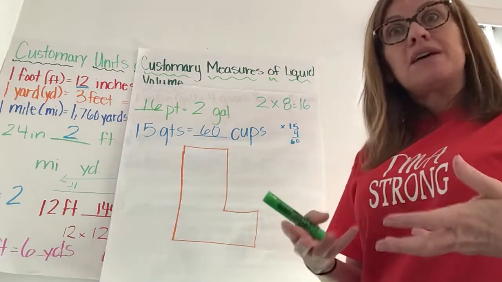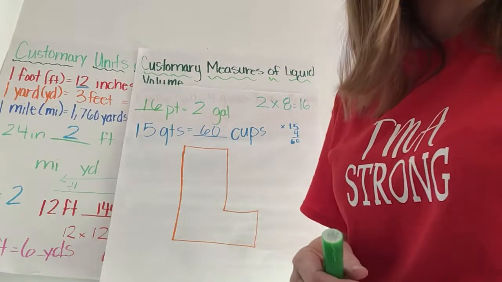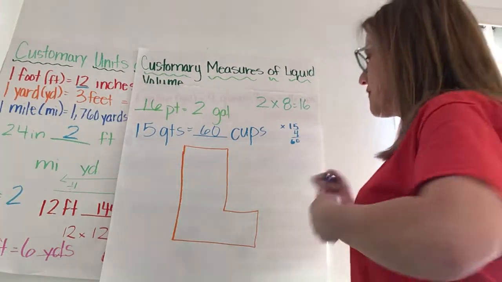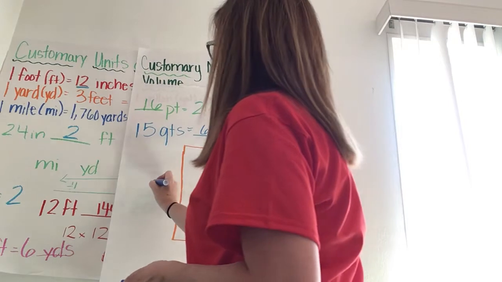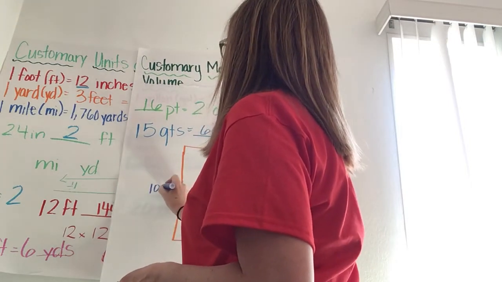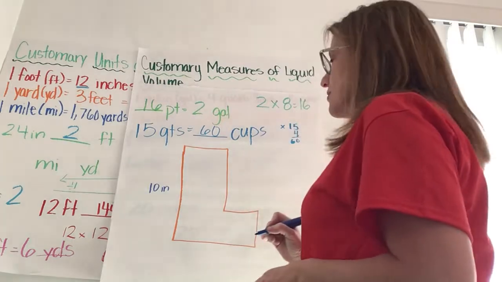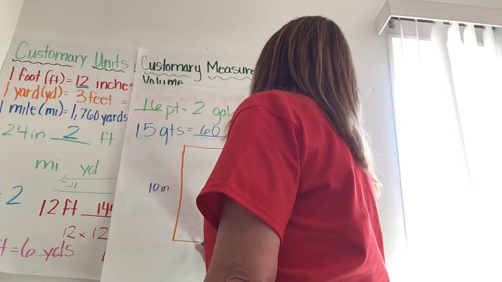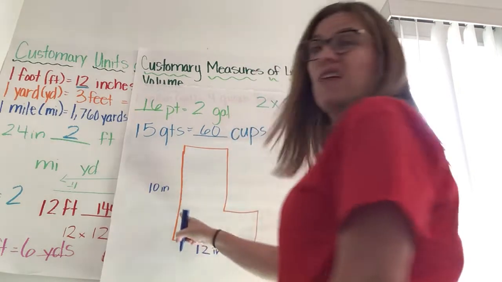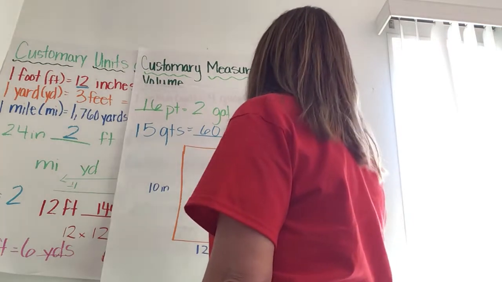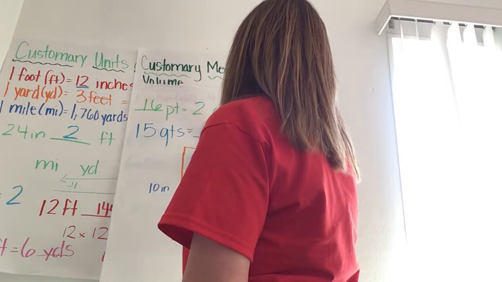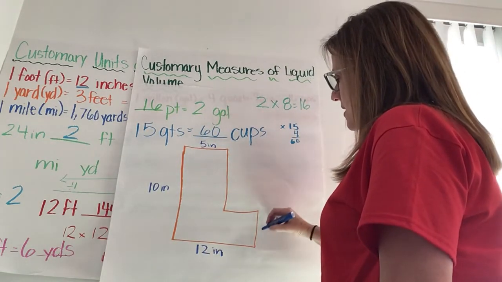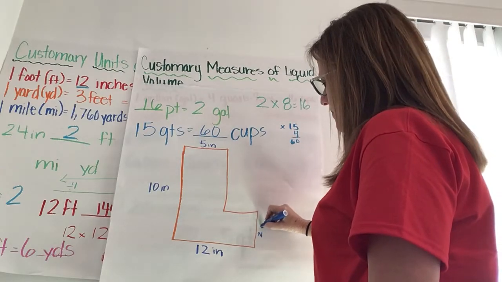Sometimes they don't give us all of the sides. They give us that we have to figure it out. So for example, let's say I'm going to name this 10 inches, and I'm going to name this right here, let's name this 12 inches, even though that kind of looks longer. 12 inches, and then I'm going to name this 5 inches, and let's name this 2 inches.